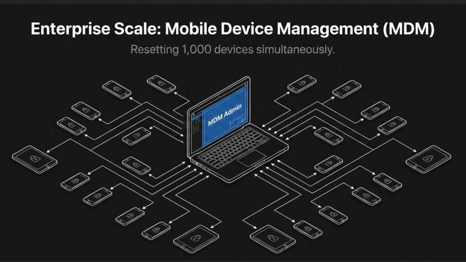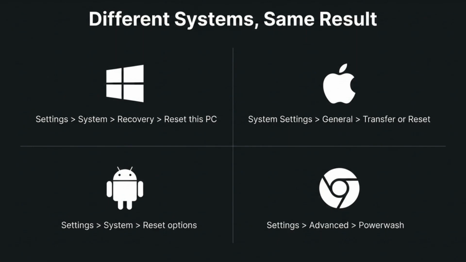In enterprise environments, IT administrators use mobile device management, or MDM, to manage and reset thousands of company-owned devices simultaneously. While the systems differ across Windows, Apple, Android, or Chrome OS, the path to finding the reset option is generally found within your main system or general settings menus.